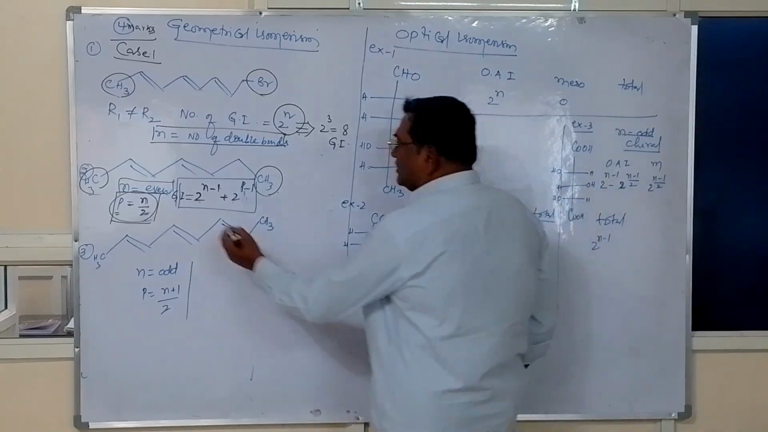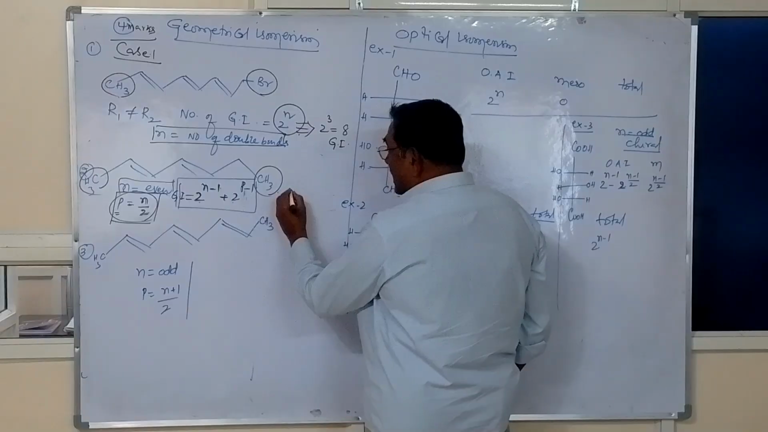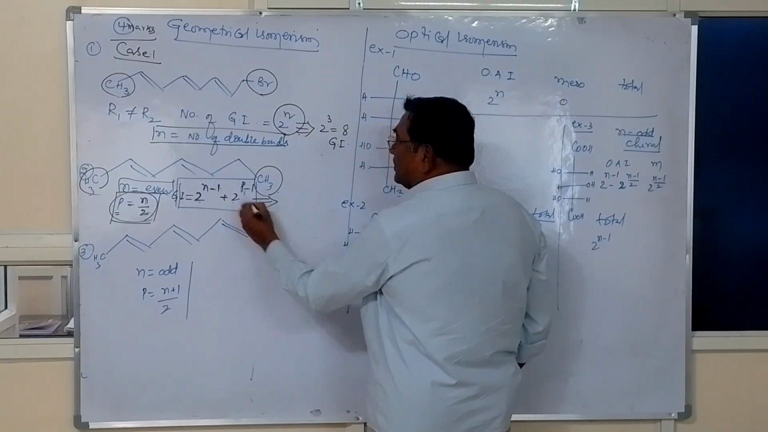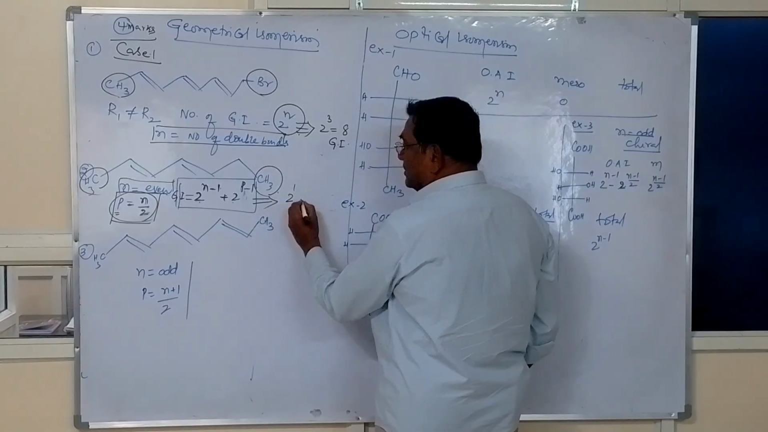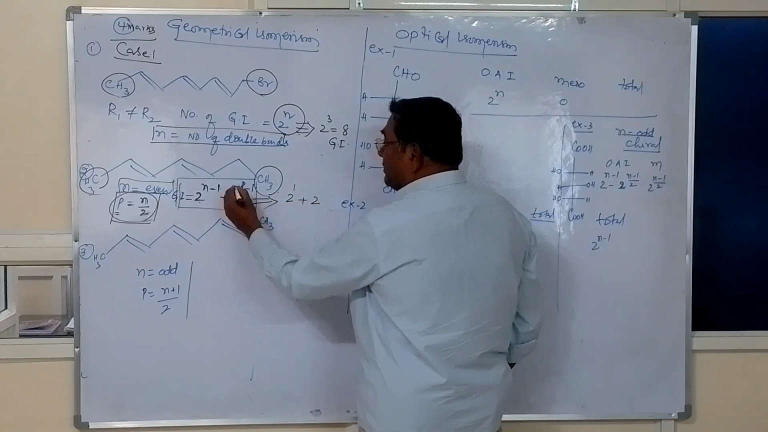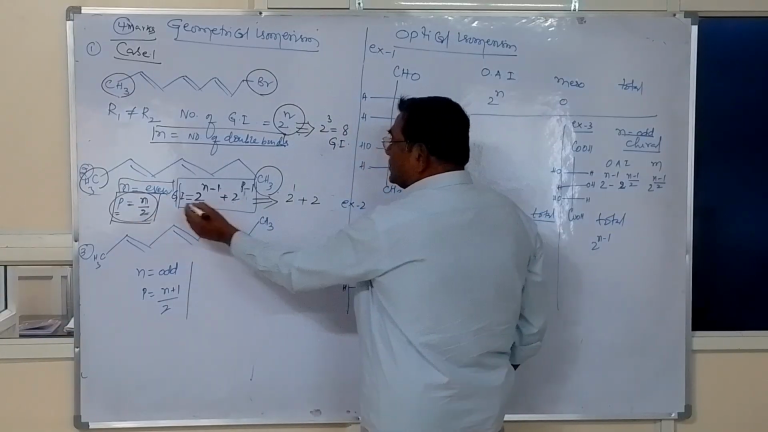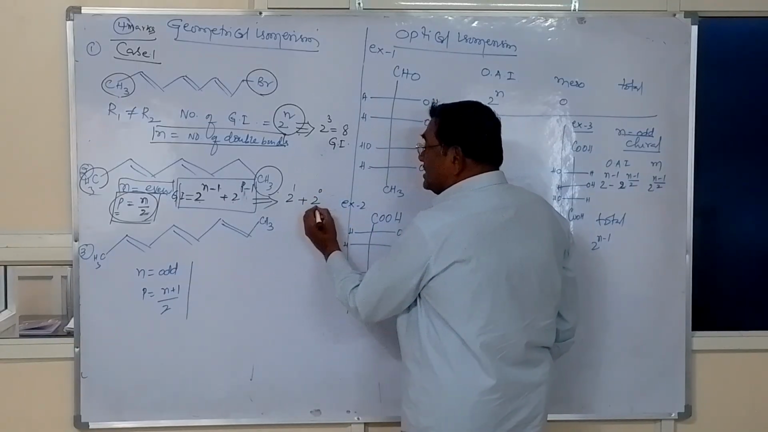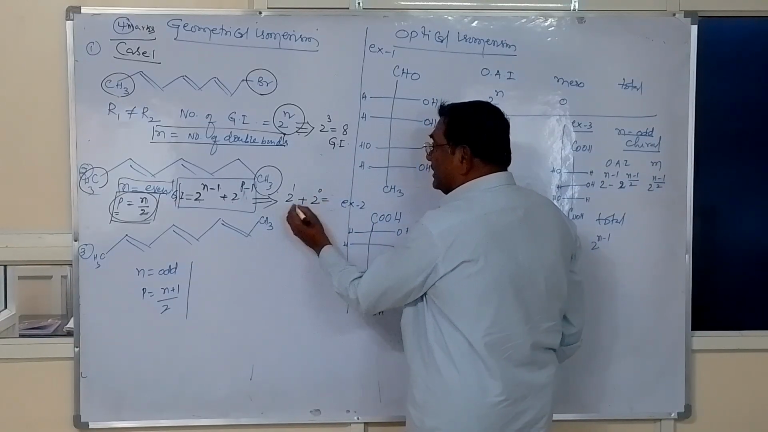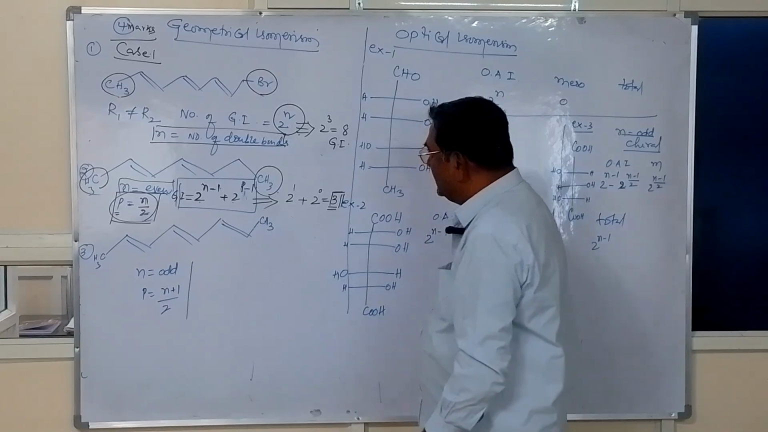So now we will calculate this one. What's the possibility? 2 to the power n minus 1 means 2 to the power 2 minus 1, which is 2 to the power 1, plus 2 to the power p minus 1. Here p is 2 by 2, that is 1, minus 1, which is 0. Something to the power 0 is 1. Therefore, the total isomers are going to be 3.